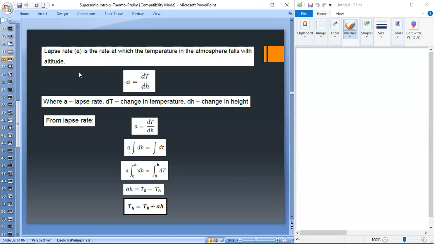Pagkuha ng lapse rate natin, no? So lapse rate is just the change in temperature over change in height. So yung lapse rate natin, which if we integrate by height or your change in height, you will get this formula. So makukuha natin formula ito. So basic aerodynamics lang, no? Kung saan siya galing or saan siya nag-derive.